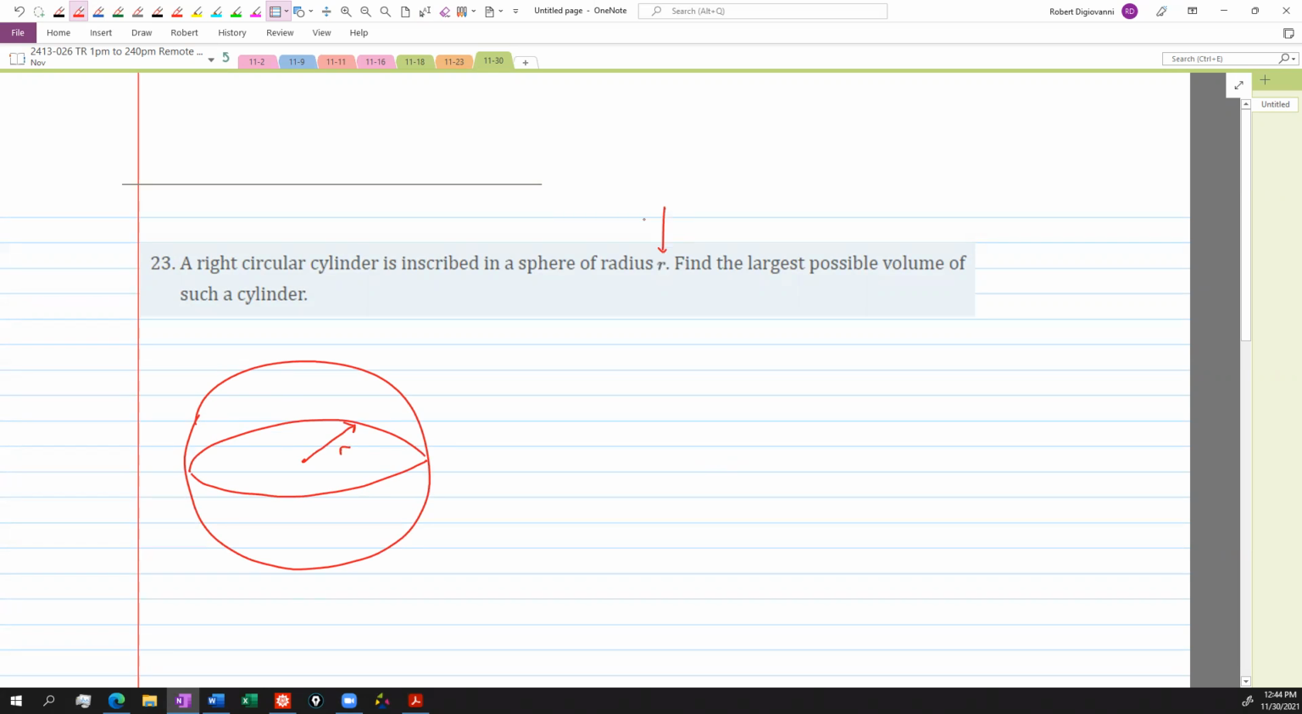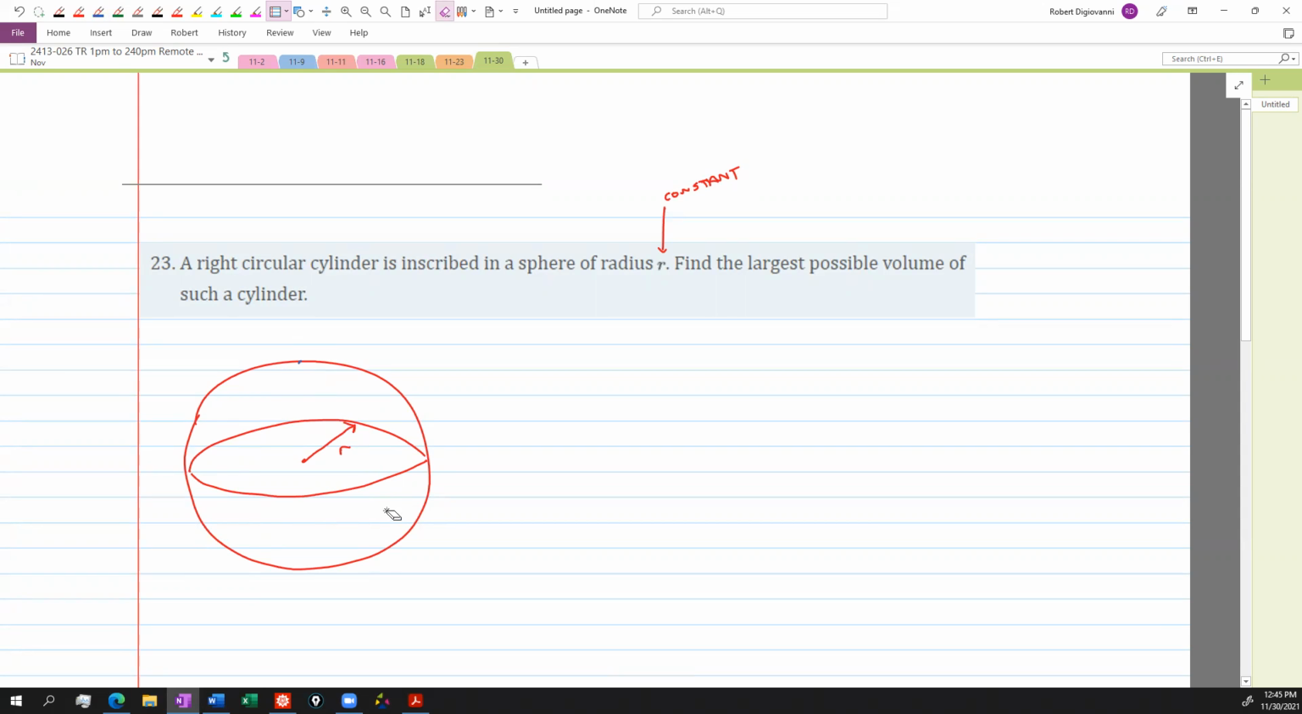All right, that's fixed. This is a constant. It's given to us, we just don't know what it is. So now we have a cone, a right circular cone that's inscribed. So we have this cone, it comes down, touches here, comes over, touches over there, touches at the North Pole. And we're trying to figure out the largest possible volume of such, oh wait, hold on, this is a cylinder.